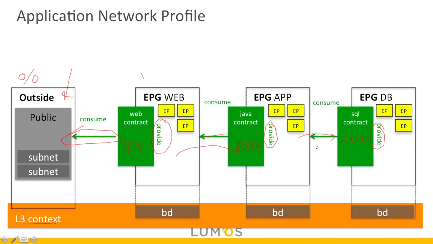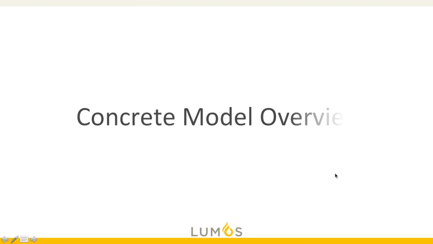Now, one of the things you'll notice is that the arrow is pointing in the opposite direction of the traffic flow. So the traffic is initiated from the application tier and destined for the database tier. However, because of the provider-consumer construct, the contract inbound on port 3306, kind of hard to read my writing here, is provided as a contract. So we're providing that, and so the arrow is pointed that way. So that's the logical model.